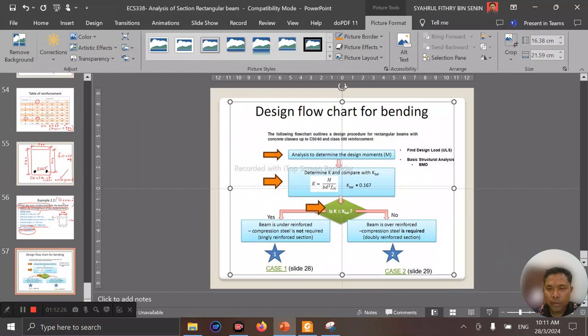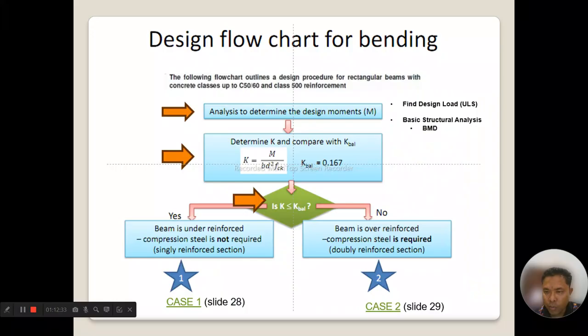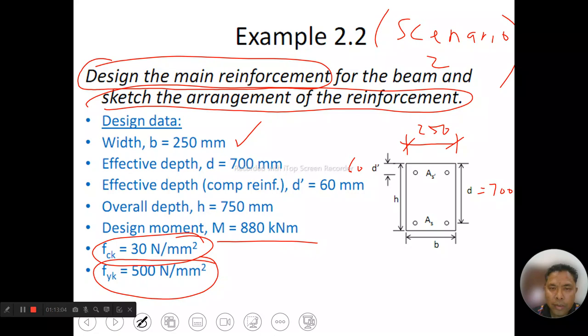Okay, so bending moment dia dah bagi 880. Okay, saya akan tulis kat sini. Our bending moment is 880. Okay. So the bending moment here is 880 kilonewton meter. Next step is to calculate your K value, which is moment divided by B D square FCK. So saya kira kat sini lah. 880, remember you must convert this to Newton millimeter, so times 10 to the power of 6 over B. B dia berapa? 250.